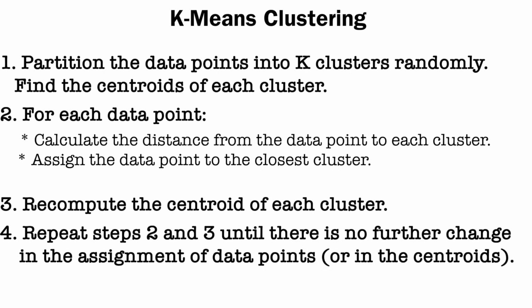Now, another method that is going to partition your data is k-means clustering. Partition the data points into k clusters randomly, and find the centroids of each cluster. For each data point, calculate the distance from the data point to each cluster. Assign the data points to the closest cluster, then recompute the centroid of each cluster. Repeat steps 2 and 3 until there is no further change in the assignments of cluster points or in the centroids.